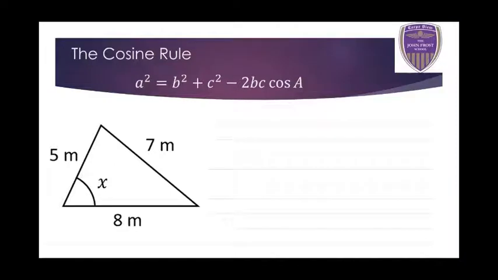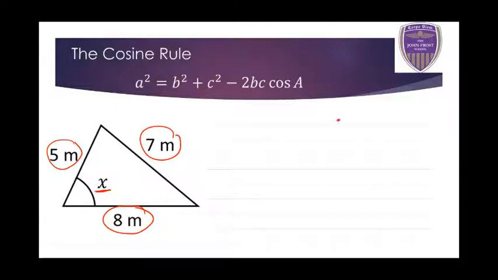So the cosine rule, which is at the top of the screen now: a squared equals b squared plus c squared, take away 2 times b times c times cos a. And we used this last lesson to find the length of missing sides. But if we look at the triangle down here, we know all the sides: 5 meters, 7 meters, and 8 meters. And the missing fact of this triangle is the angle. So we can also use this cosine rule to find the size of a missing angle once we know the length of all the sides of the triangle.